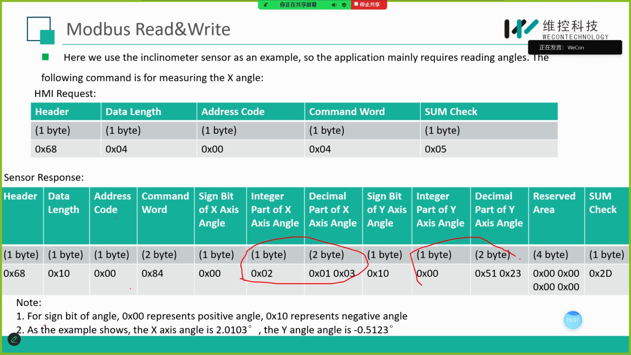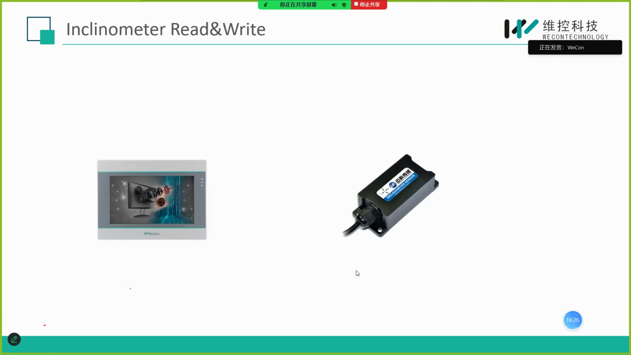This part and this part are the values we want to read. Okay, and here is the sign. So 10 is for minus, minus angle.